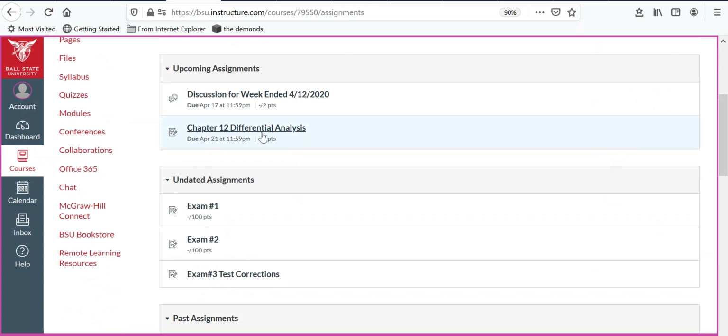Here it is, Chapter 12, Differential Analysis. It's due April 21st at 11:59 p.m. In fact, here is also the discussion that's due for this week as well. So those are the two things you need to be focused on, at least for this class.